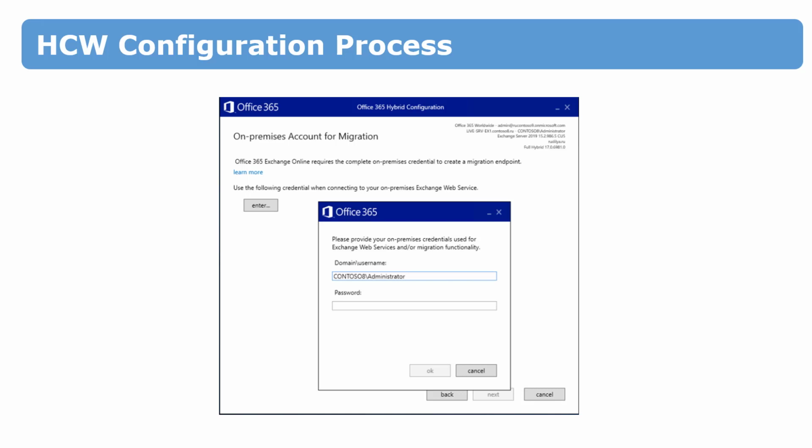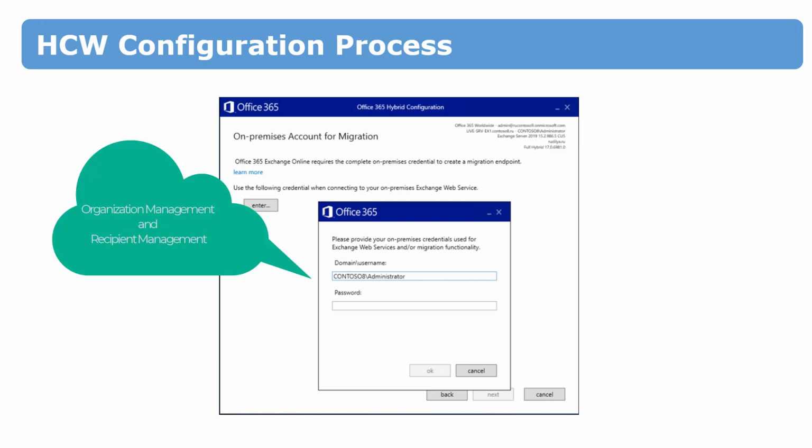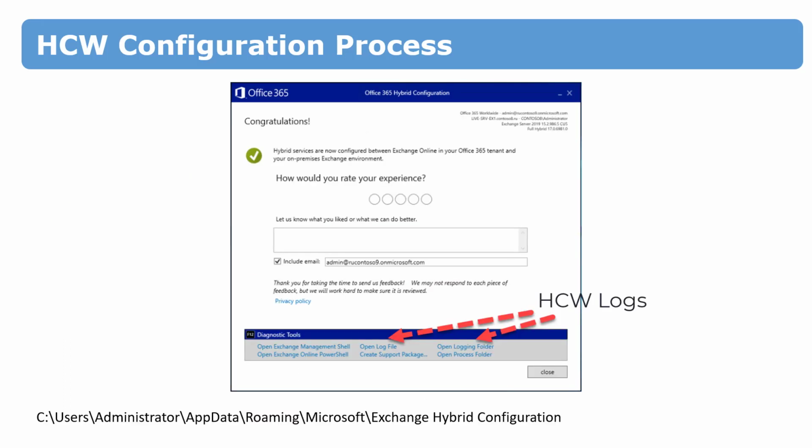If you do not want to provide full permissions for a technical account, just create a new one. This account will be used to migrate mailboxes and must possess the organization management and recipient management roles. Just create a new account, delegate the two roles, and you can use this account here. Other steps are pretty simple.